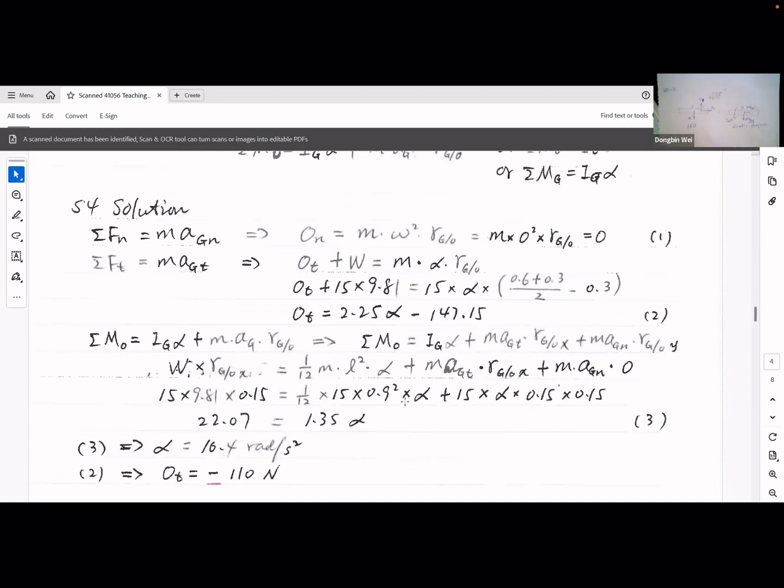Any questions? Any questions for the diagram and the calculation process? Any questions? Okay, if no questions, I think today we can conclude our lecture early.